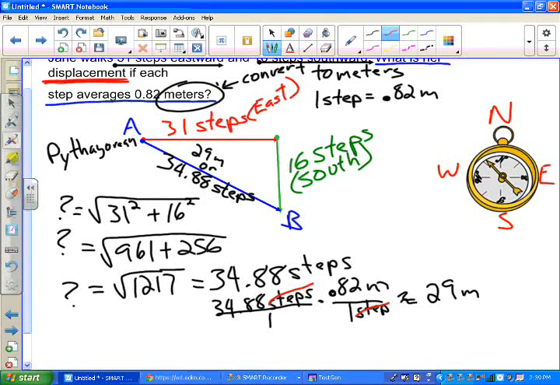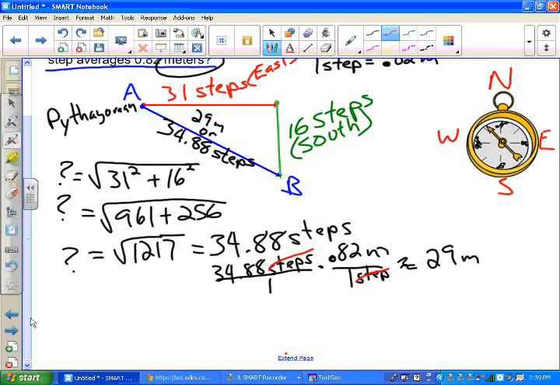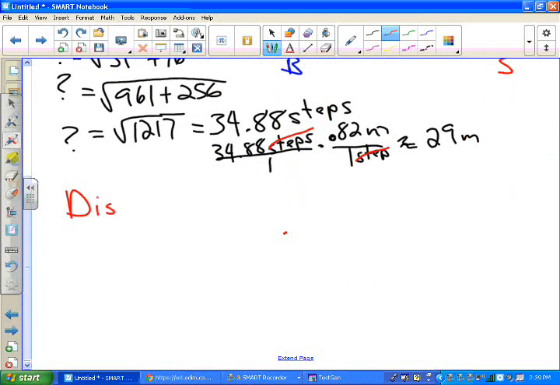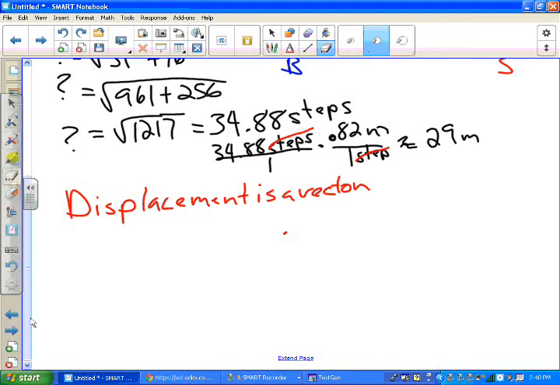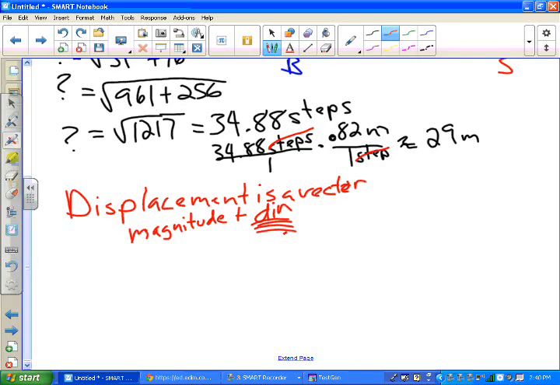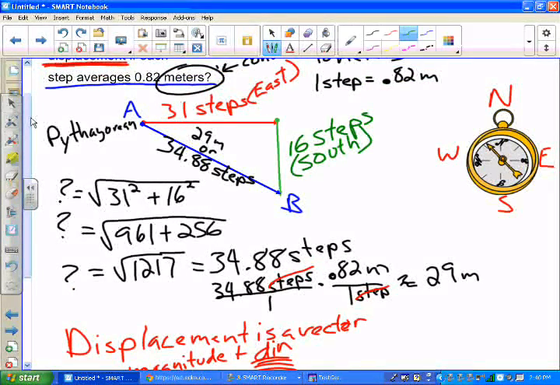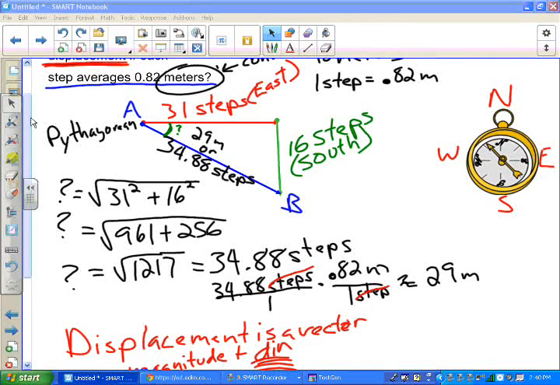29 meters is the approximate magnitude, but remember, displacement is a vector. So if displacement is a vector, then that means it has a magnitude and it has a direction. The 29 meters is just the magnitude. We need to figure out what the direction is. Essentially, what we need to do is find the angle that we traveled from point A to B.